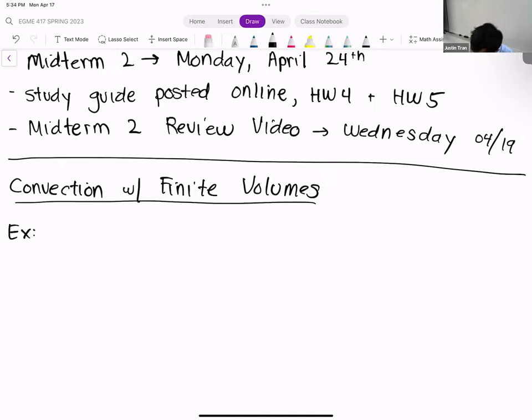So let's start with an example. Our example looks like the following. We have 5 du/dx minus 8 d squared phi/dx squared, okay? It is equal to 3x. And in this case, it's going to be between 0 and 1, just like it normally is.